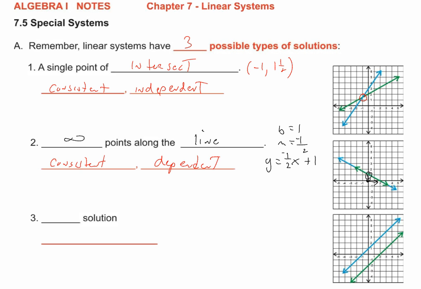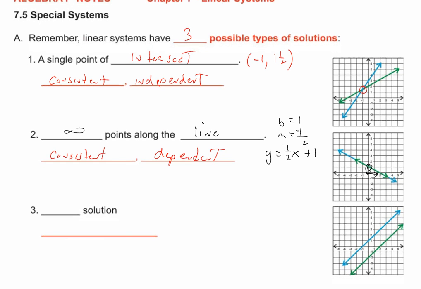It has a solution, so it's consistent. But there are an infinite number of solutions, all the points along the line, therefore it's dependent. All right, and the last thing is what solution? No solution. And how do we say that?